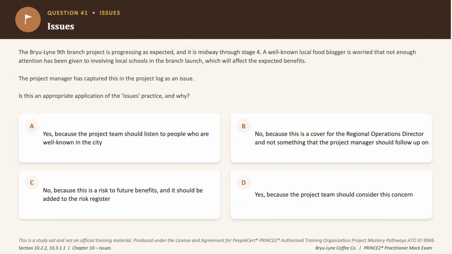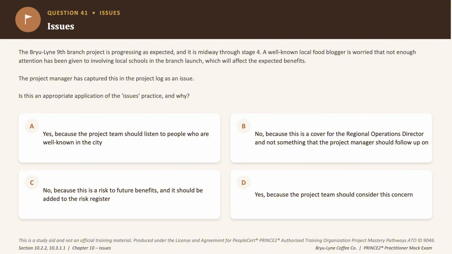Next, question number 41. So, a well-known local food blogger raises a concern about local schools not being involved enough in the branch launch, okay? And the project manager logs it as an issue. So the question is, is this an appropriate application of the issues practice or not?